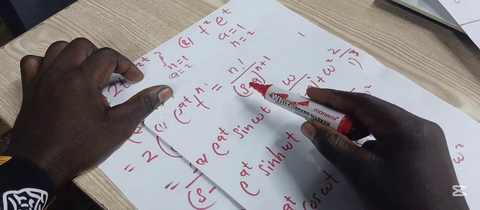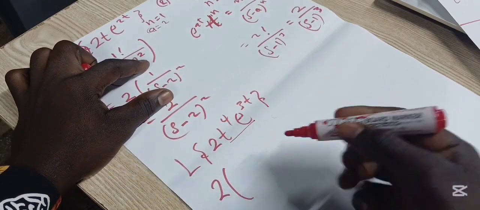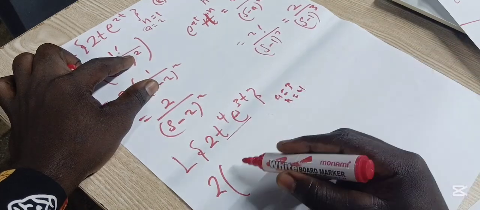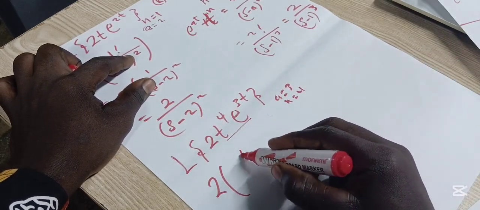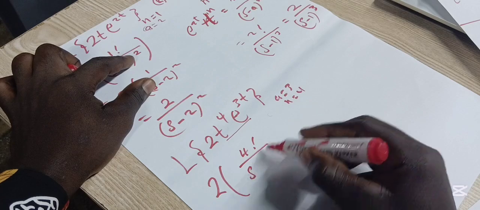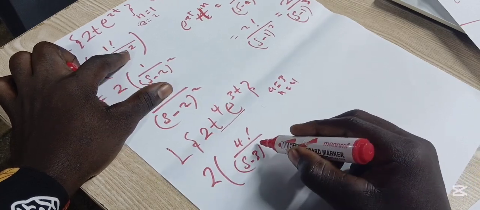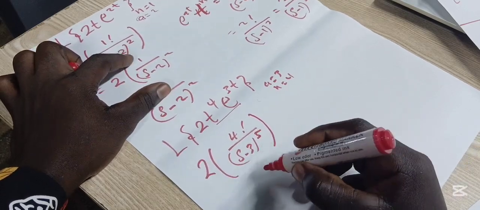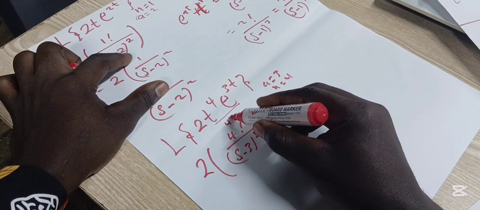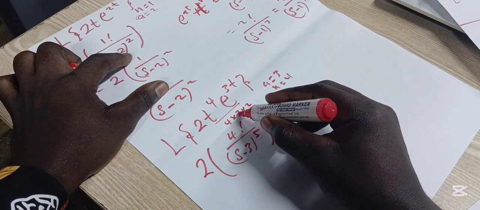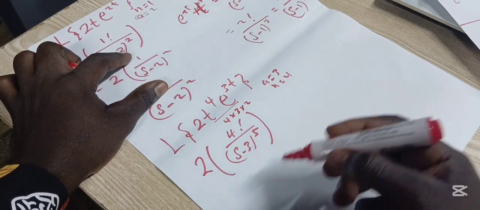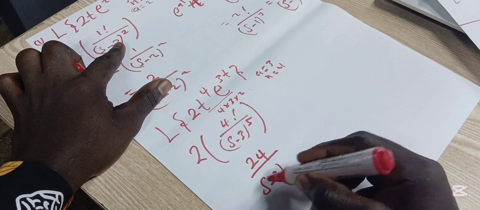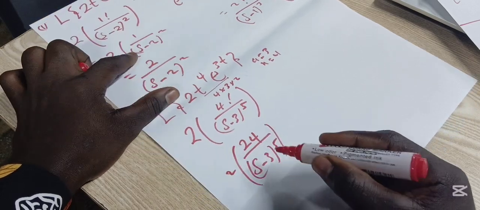You have to recall these formulas. So now let's identify our a. Our a here is 3, and our n is 4. So n factorial, which is 4 factorial, all out of s minus a, s minus 3, all to the power n plus 1. Now n is 4 plus 1, giving us 5. So 4 factorial is going to give us 4 by 3, 12, by 2, giving us 24. So we're going to get 24 over s minus 3 to the power 5 multiplying 2.